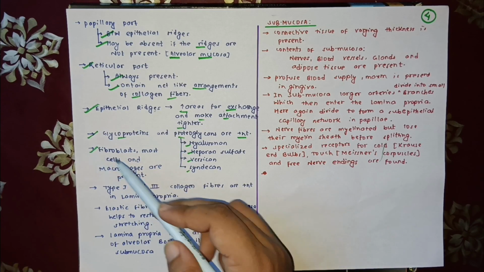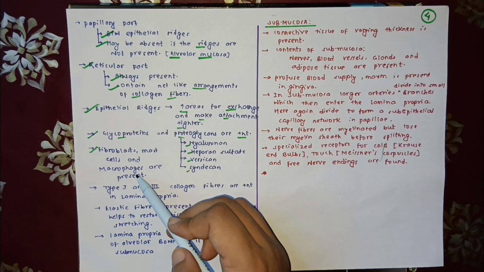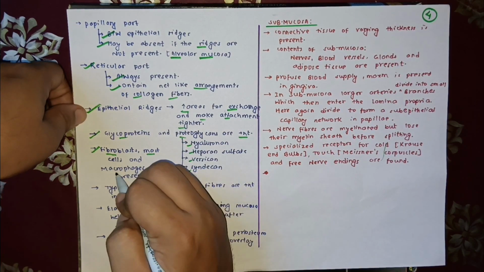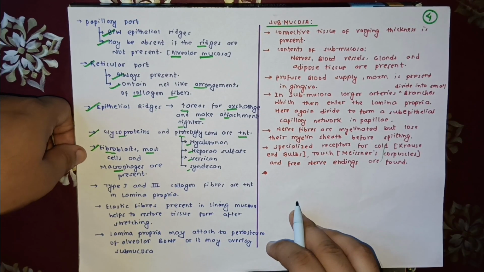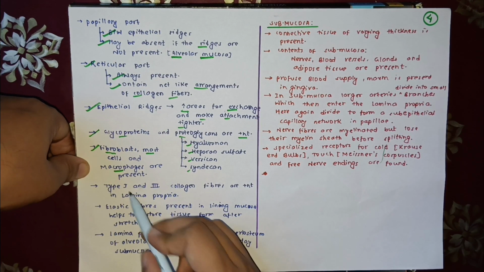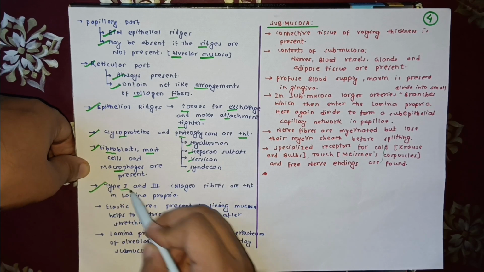Also we have cells: fibroblasts, mast cells, macrophages. Those are the inflammatory cells, and fibroblasts are also present there. We have mast cells and macrophages present in the ground substance of the lamina propria. After that, we can see type 1 and type 3 collagen fibers are present in the lamina propria. This is very important.